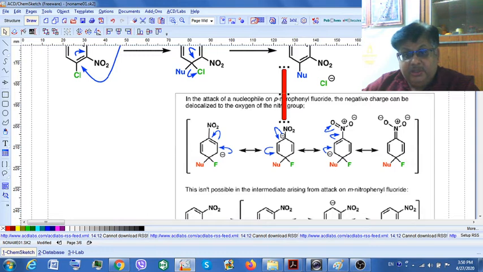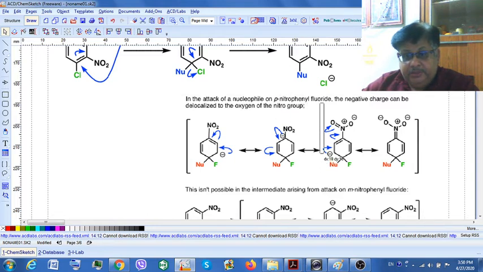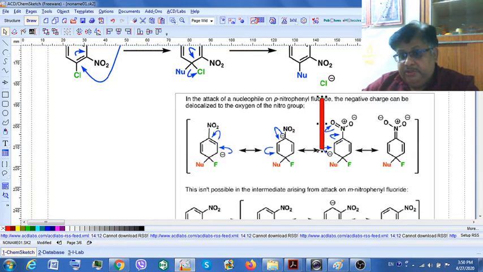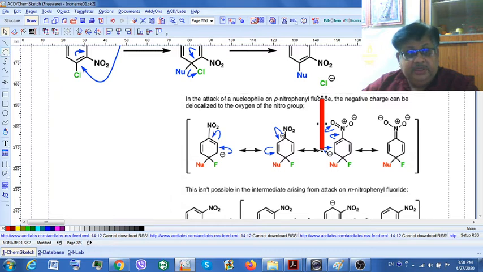Now the negative charge is in conjugation with this pi bond. So what will happen? A resonance again, and you get a negative charge here. Once you get a negative charge here, now there is no conjugation, but there is only one action. What is that action? This pair of electrons is donated here. Carbon fluorine bond is cleaved. Now that will give you another structure. Now in all the cases, please note that the intermediate carbanion is stabilized.